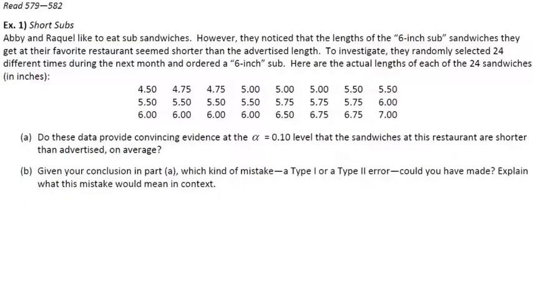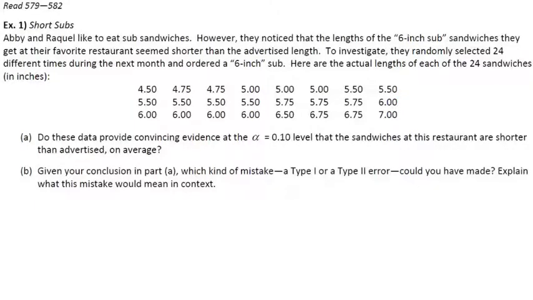Okay, so part A. Do these data provide convincing evidence at the alpha equals 0.1 level that the sandwiches at this restaurant are shorter than advertised on average? That "on average" part is actually kind of key here, right? Even if they advertise a 6-inch sub, it's reasonable to expect that you might get one that's a little bit shorter, one that's a little bit longer. But if on average, with a big enough sample set, these things aren't even 6 inches, I understand a little bit of variability, but now you're just lying.